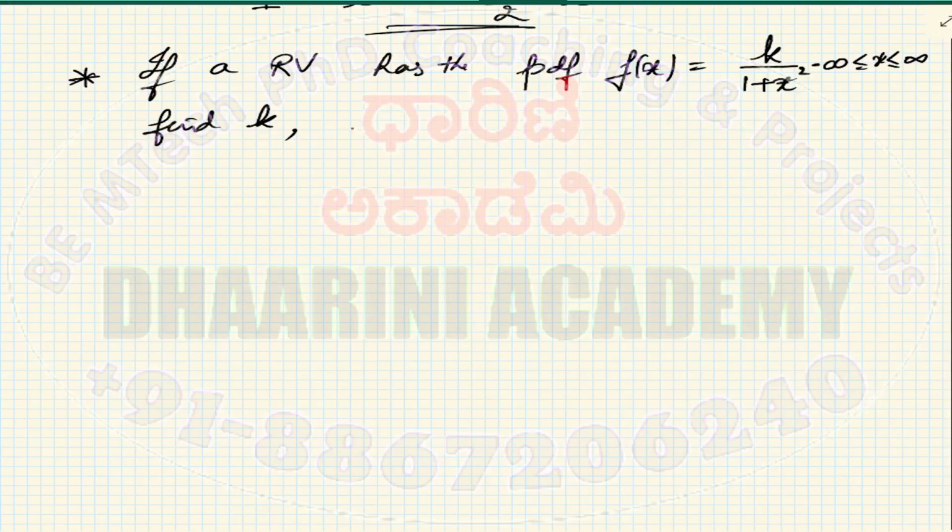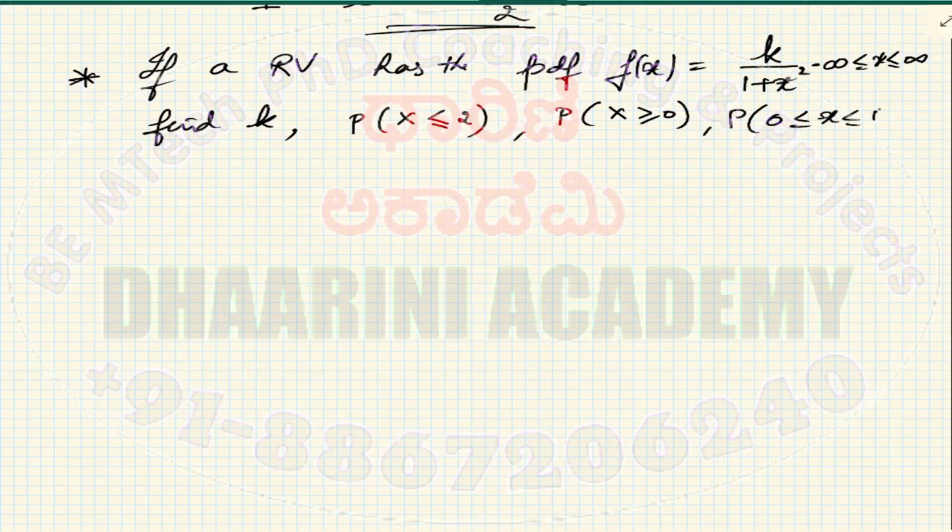k, probability x less than or equal to 2, then probability that x greater than or equal to 0, probability 0 less than or equal to x less than or equal to 1. All right, so this is the next question.